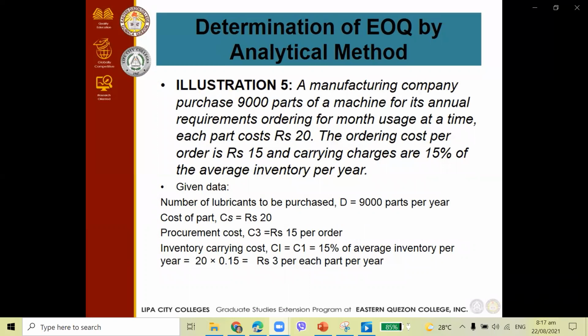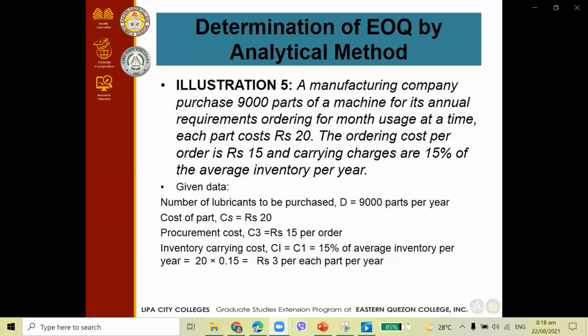Determination of EOQ by analytical method is illustrated by illustration number 5, where a manufacturing company purchased 9,000 parts of a machine for its annual requirements, ordering for a month's usage at a time. Each part costs 20 rupees. The ordering cost per order is 15 rupees, and carrying charges are 15% of the average inventory per year.